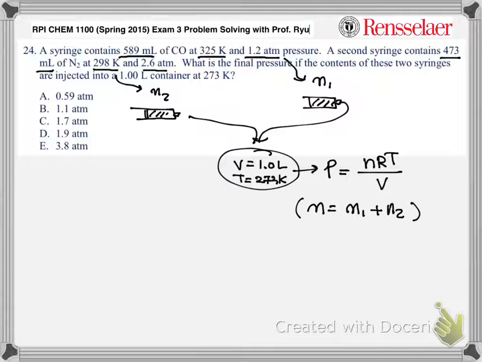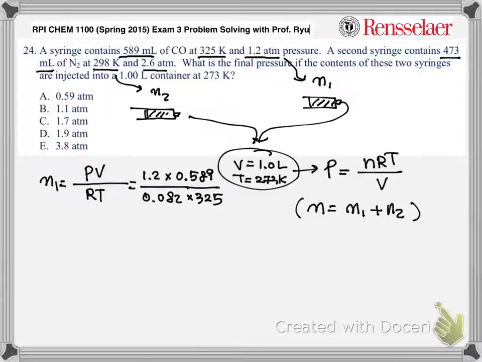In here, N is coming from N1 plus N2 from these individual syringes. So let's figure out what is my N1. N1 is PV divided by RT. So we just have to put in the right numbers. The pressure 1.2 atm, good. Volume in milliliter, so I just have to use 0.589, that's a liter. 0.082, that's the gas constant, atm liter per mole Kelvin, and the temperature is 325. And if you do that, you'll get the first one is 0.0265 mole.